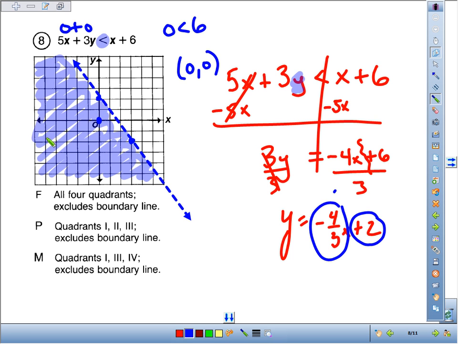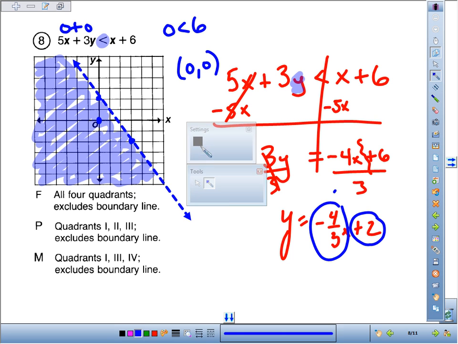Anything in the shaded region, the coordinates x and y will satisfy this entire inequality. In terms of describing it, we do just hit quadrant 1, there's quadrant 2, 3, and 4. We hit all the quadrants, but we exclude the boundary line.